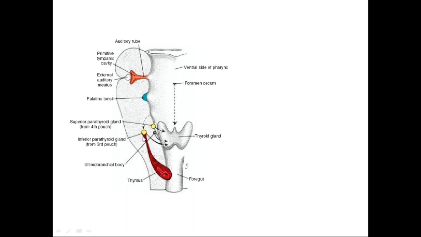Earlier, this inferior parathyroid, arising from the third arch, is lying superiorly in embryological life. As soon as the thyroid gland develops, both inferior and superior parathyroid glands lie on the posterior surface of the thyroid gland. So they come to their original position with the development of thyroid gland.